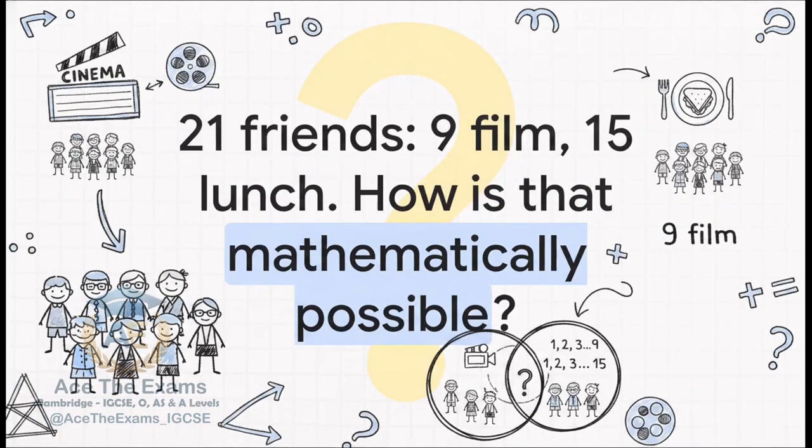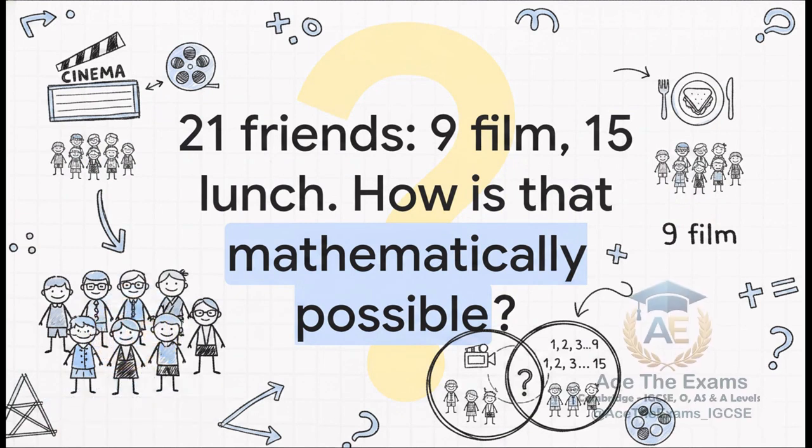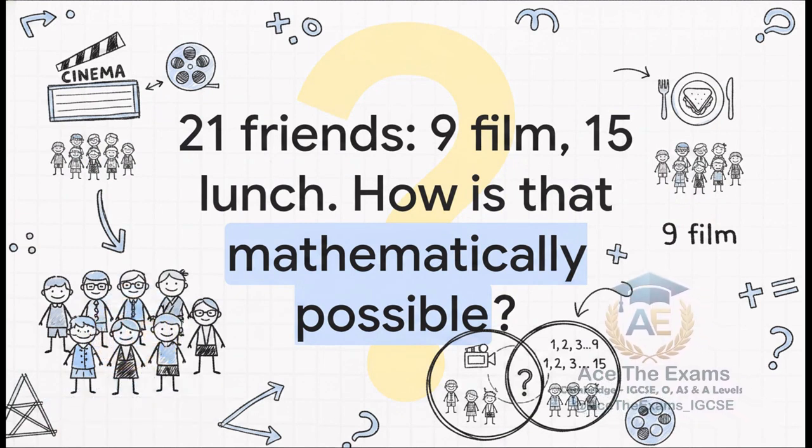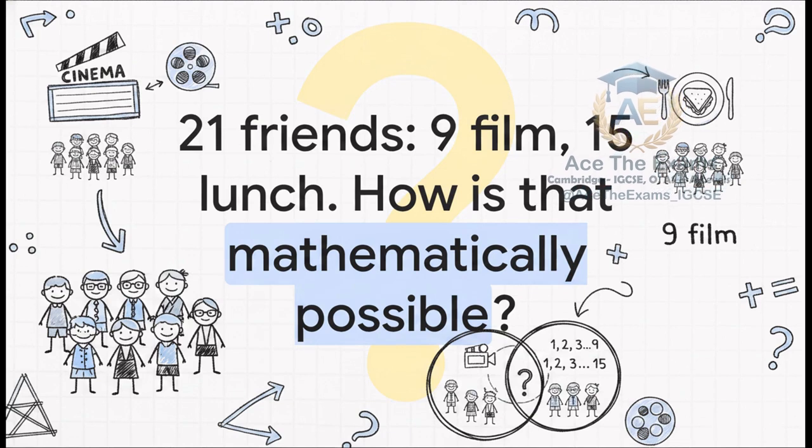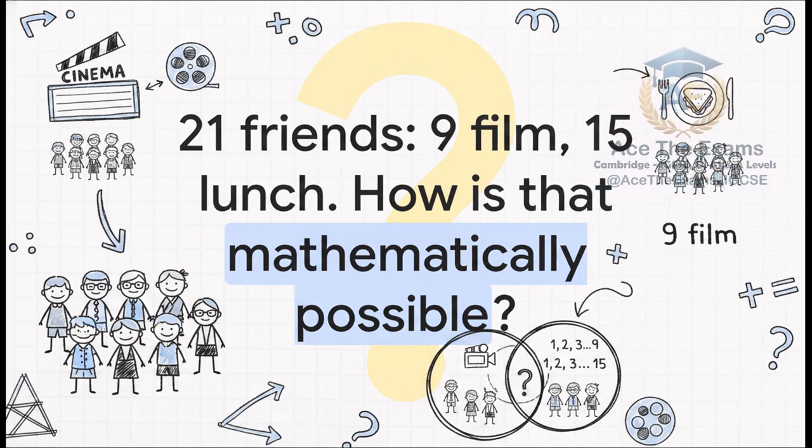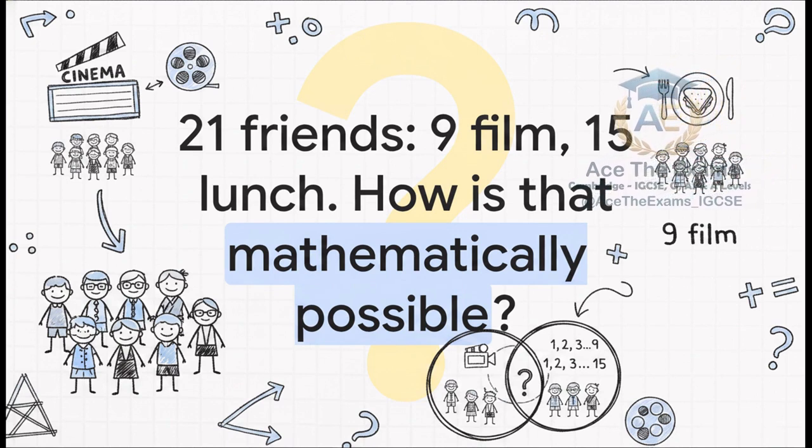But, it's rarely that clean-cut in reality. Let's look at a scenario that is practically guaranteed to trip you up if you aren't visualizing it. I want you to actually pause for a second and consider this apparent paradox. It's a situation where the parts actually add up to more than the whole group. Okay, here's the setup. A group of exactly 21 friends goes out for the day. 9 of them decide to see a film at the cinema, and 15 of them go for lunch. Wait a second, 9 plus 15 is 24. But there are only 21 friends in the whole group. So how on earth is it mathematically possible to have 24 activities distributed among only 21 people?